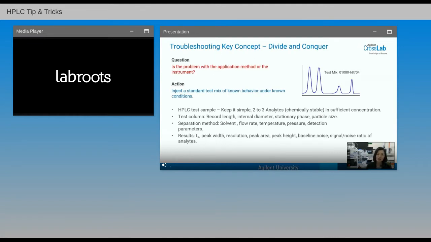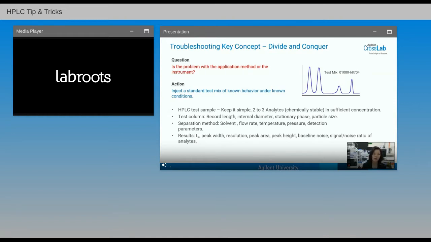I believe that you will definitely have questions like, is the problem related to the application method or the instrument? In that situation, you may consider injecting the standard mix into the hardware that you are currently using for the particular method that you think the results are not as expected. When you inject the standards into the HPLC, you will also need to use a column that is reliable, a new column or the column that you always use for the standard injections.